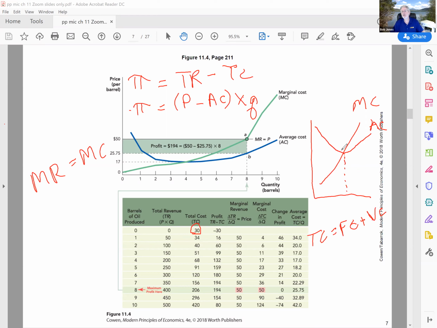Why does the AC curve have this shape? That's what we were talking about. Has to do with fixed cost. If you only produce 1 unit, then that $30 is spread over only 1 unit. If you produce 2 units, then your fixed costs are spread over 2. Your average fixed would be 15. If you produce 3, then you're spreading that $30 fixed cost over 3 units. You produce 30 units, then your average fixed cost would be 1.